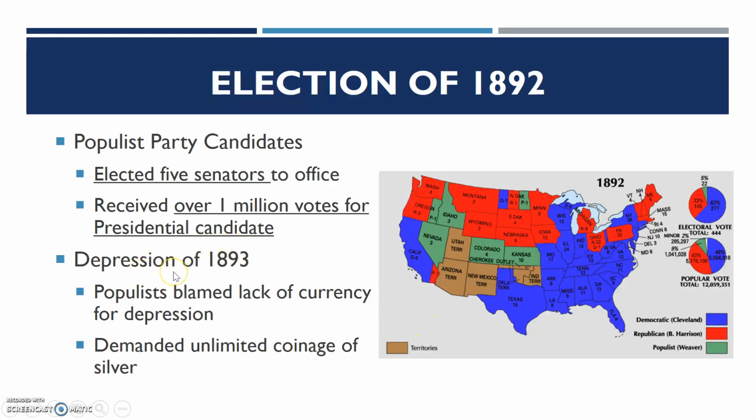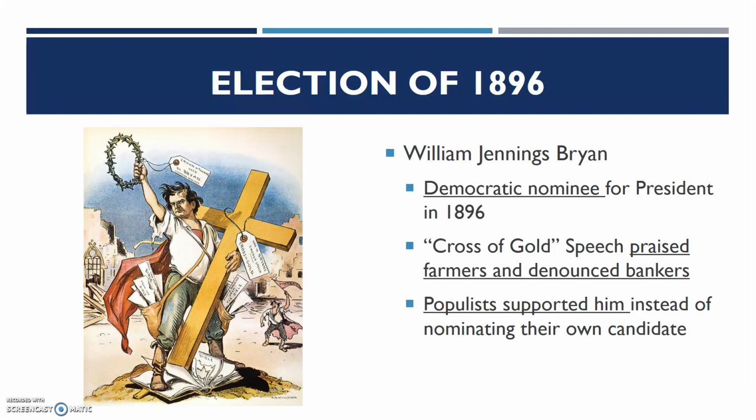The Depression of 1893 hit the United States shortly after this election, and populists were blaming the lack of currency for the Depression, again stating that silver was a better form of currency than gold, and they started demanding the unlimited coinage of silver. So in 1896, they have another major national election, and this time they put William Jennings Bryan on the presidential ticket.